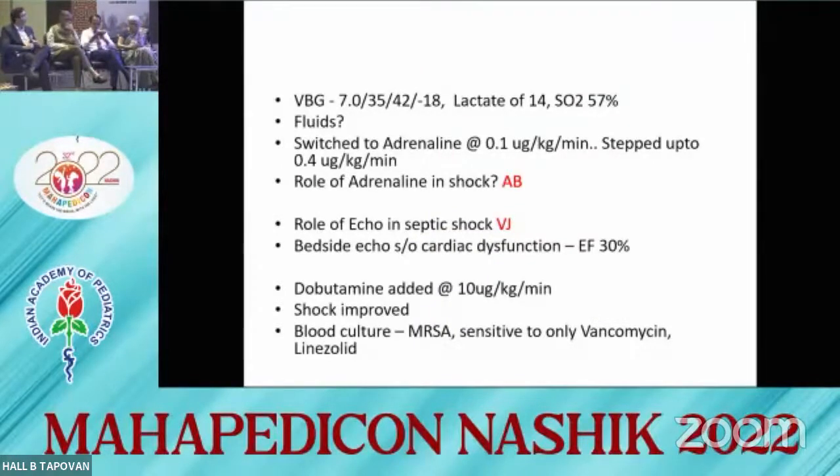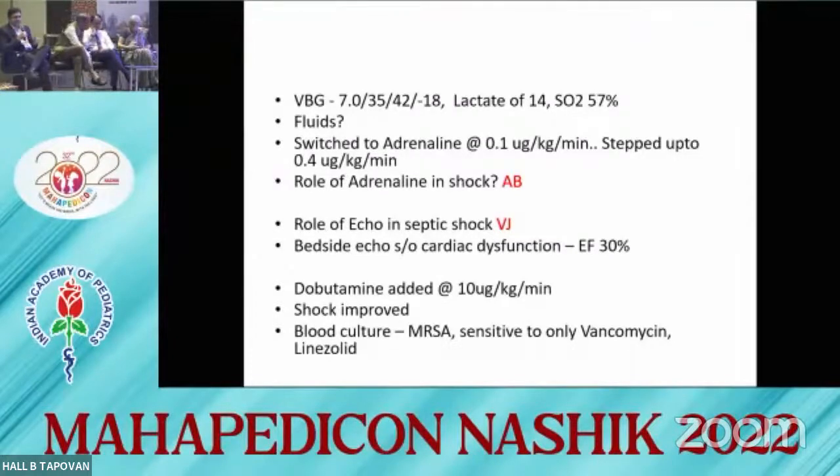Now, this VBG showed a very high lactate. The mixed venous oxygen saturation is 57%. So, should we give more fluids, Abhijit? I think till now, we have ventilated this child. We have given fluid boluses. Albumin infusion also has been started. Yes. And now, this child, we initially started dopamine. That was not responding, so adrenaline has been started. So, is there any scope for fluid?